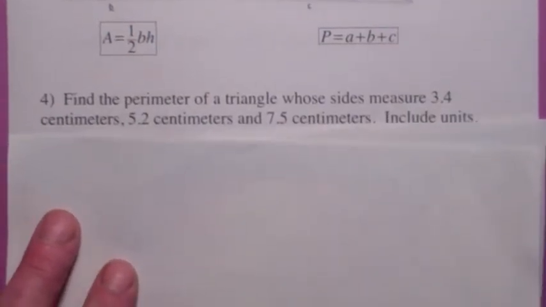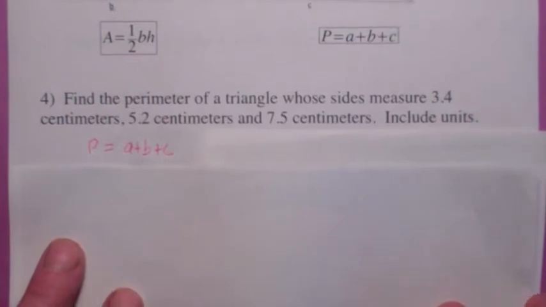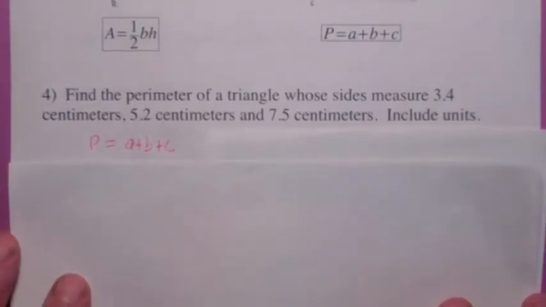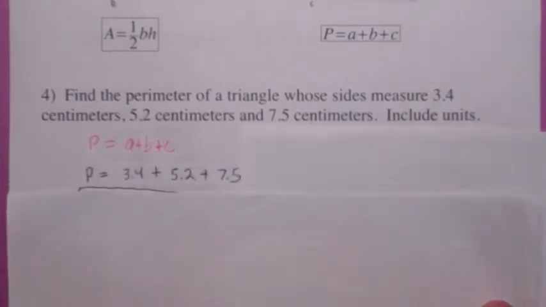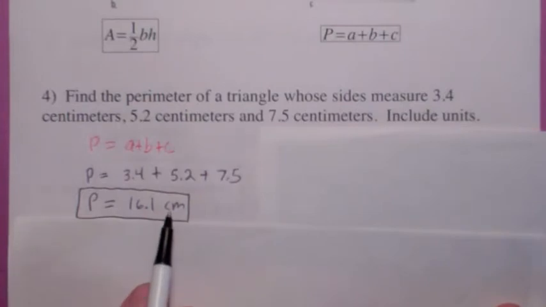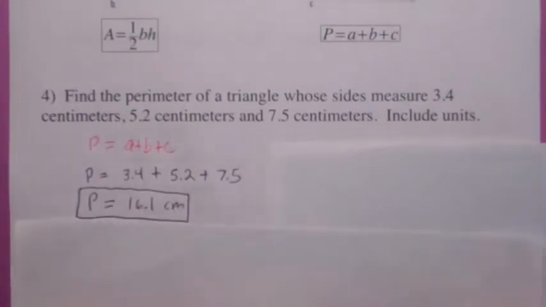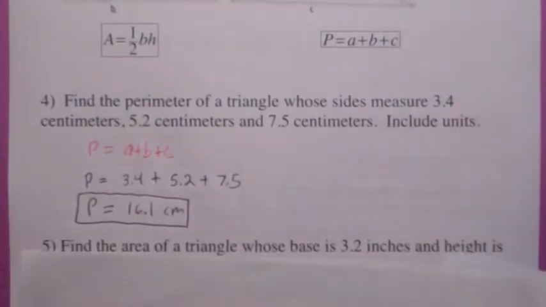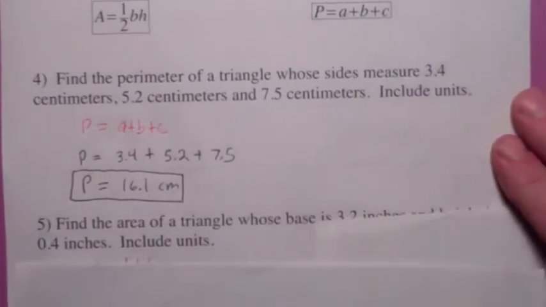Suppose you're asked to find the perimeter of a triangle whose sides measure 3.4 centimeters, 5.2 centimeters, and 7.5 centimeters, and include units. Okay, it says perimeter. The perimeter is the distance around, so all you have to do is add the 3 distances, and you get 16.1, and the units would be centimeters. Same units as whatever A, B, and C are. That's not too bad, is it? Okay, let's keep on going.